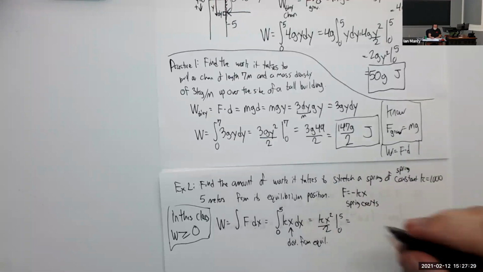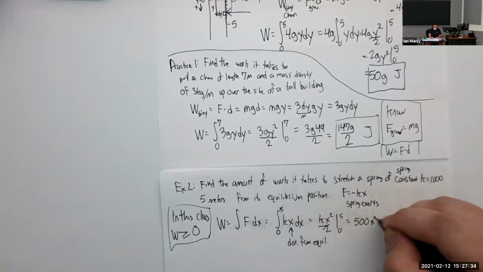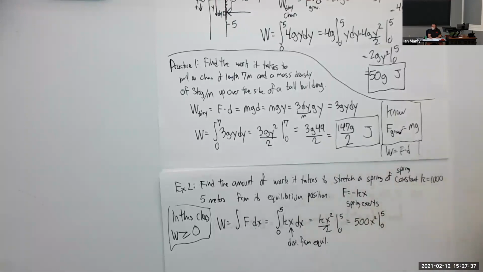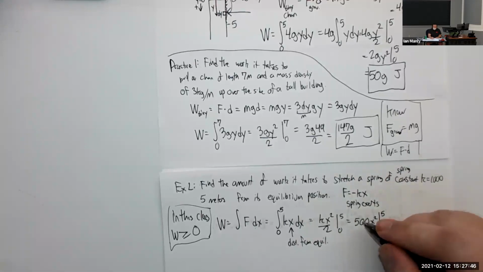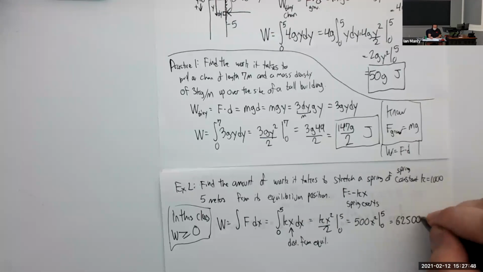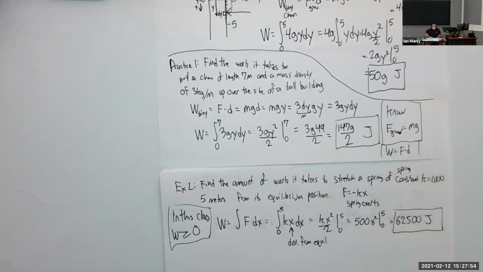Well, I guess we could plug in k as 1,000. So 1,000 over 2 will be 500. So we have 500 x squared, from 0 to 5. And then we plug 5 in here, which will get 25. 25 times 5 is 625. So we have quite a lot of joules of work needed to pull this spring from its equilibrium position. What the spring constant means physically is that the bigger the spring constant, the stiffer the spring is. So it's going to strongly resist being stretched out or compressed as well.